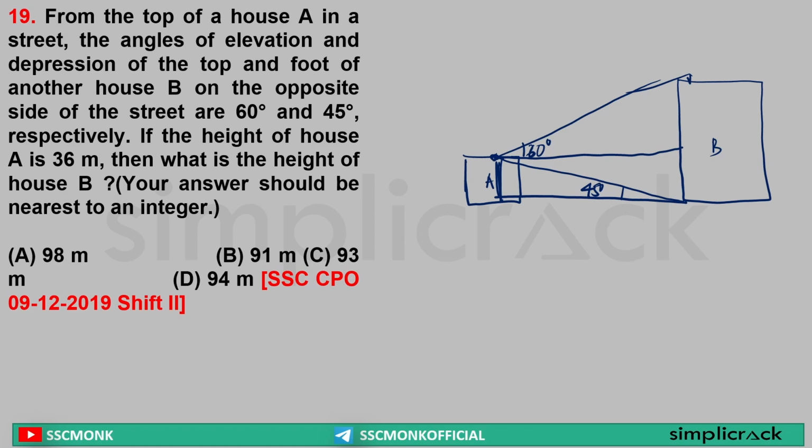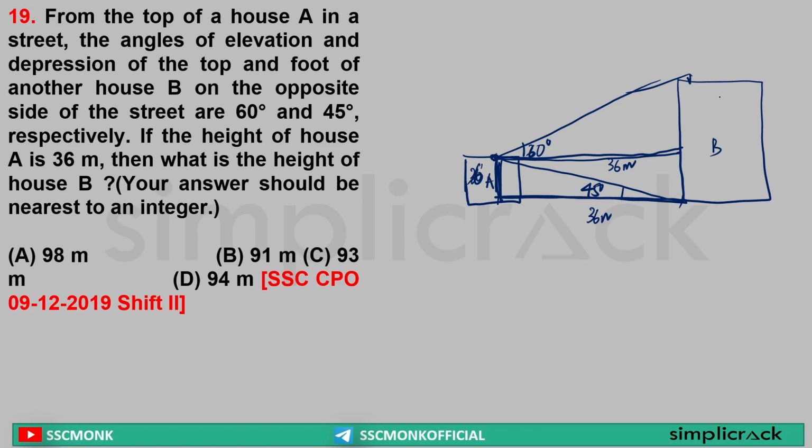Sir, what it is saying? If the height of the house is equal to 36 meter, sir, this means this height is 36 meter and this is 45 degree. That means this distance is equal to what? 36 meter. Sir, if distance is 36, this distance is also 36 meter. Yes or no, sir? Yes, sir.